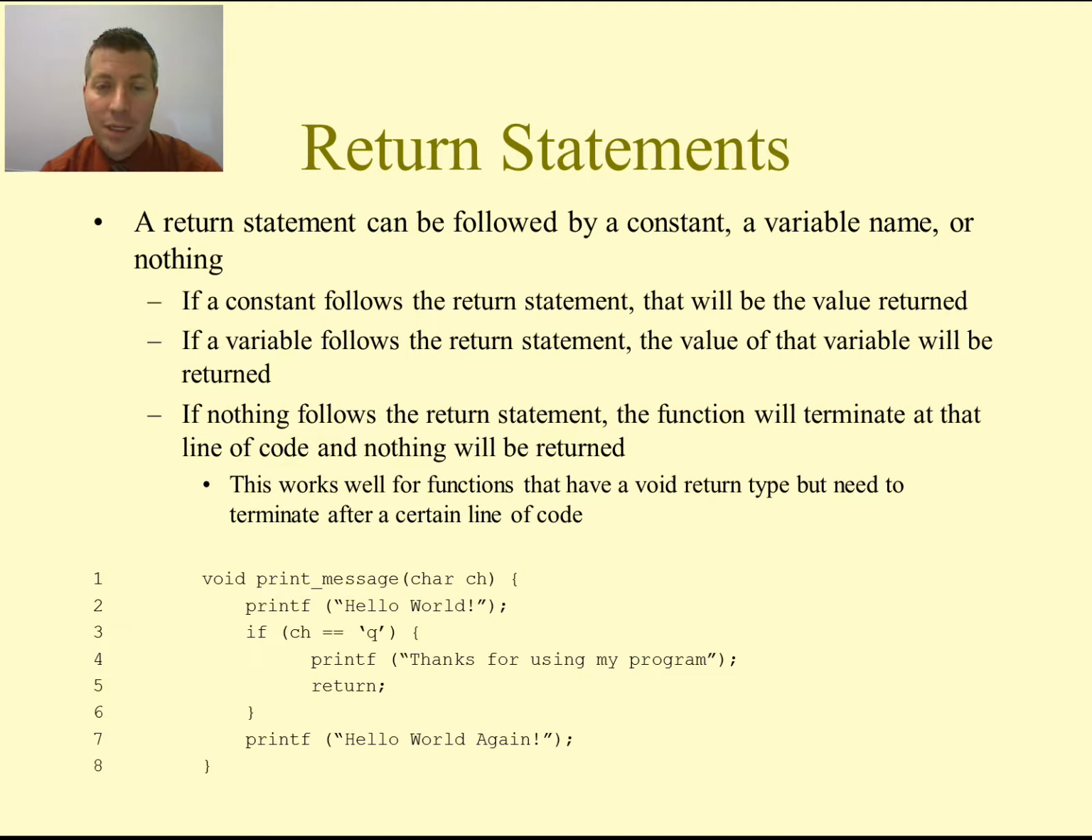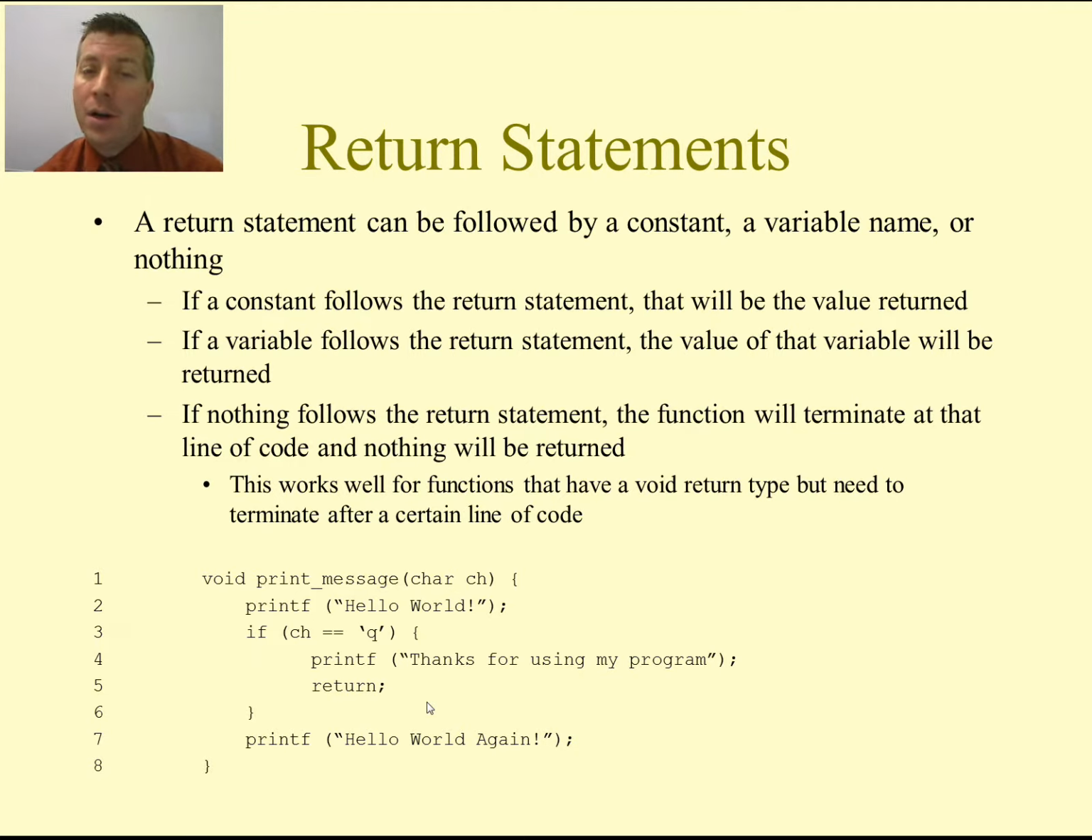So I just want to say thanks for using my program and then return from the function instead of saying hello world again. So if the value of this variable ch that was passed into the function was equal to Q, it's going to print out thanks for using my program. It's going to exit from the function at that point. It's going to return from the function, and then it will not print hello world again because I have already returned from that function. This will not terminate my program.